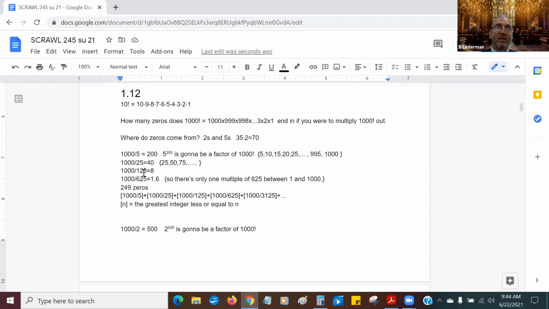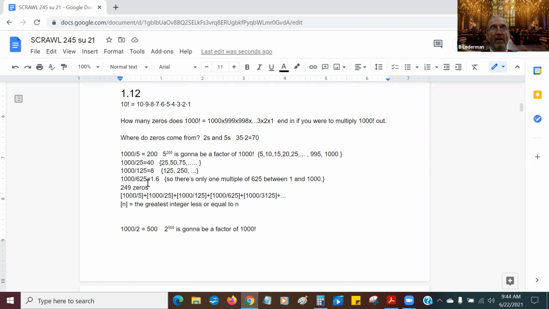But what about every 125, which is 5 to the third power? Every 125 is going to be an additional factor of 5. So that's going to count for numbers like 125 and 250. And there's going to be 8 of those.